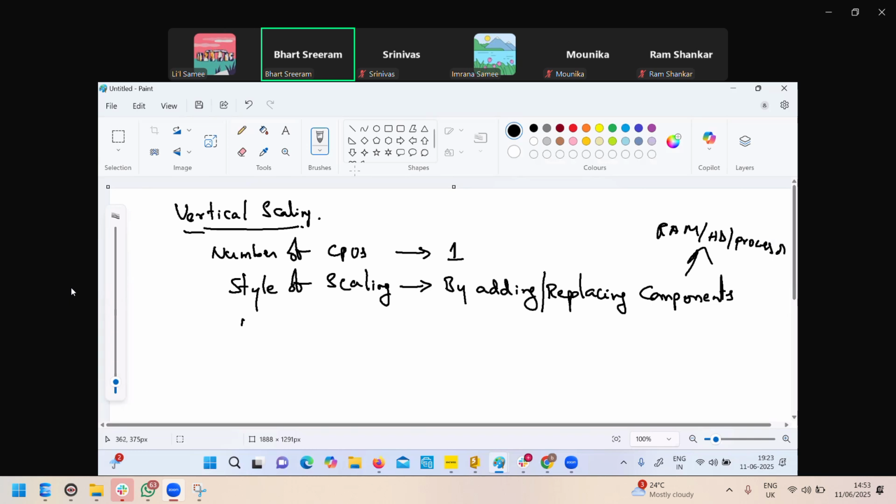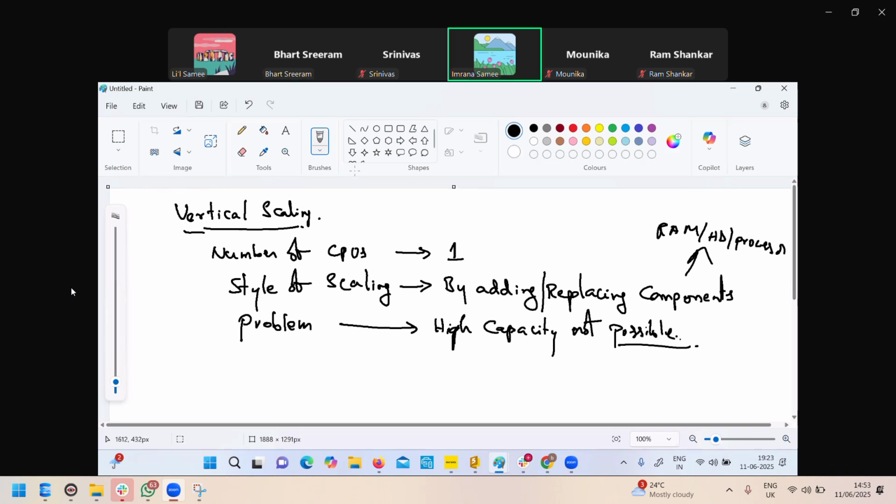But based on this, what is the problem you identified here? We can't add more. Everything you are changing, high capacity, we can't make it high capacity. Not possible, because of single CPU. Got it. This is the problem.